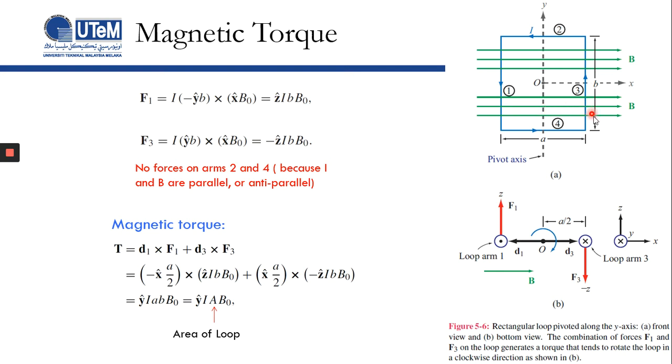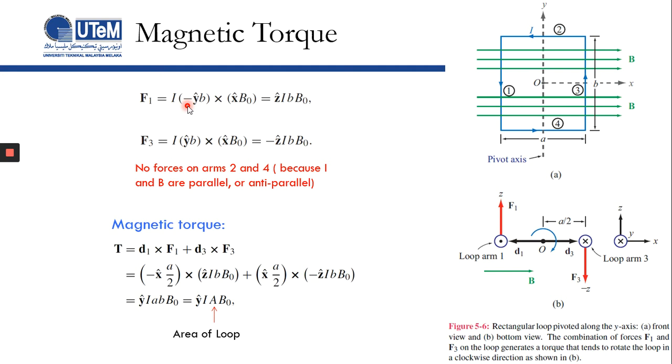Now segment 1 and segment 3 are exactly identical, except the direction of current is opposite. So let's look at the equation. For F1, which is segment 1, we refer back to the equation F1 equals I dl cross B. I is the magnitude of current, and dl is the differential length. The length of this segment here is b, and the direction is negative y because it's going downwards. So we have b in the direction of negative y.